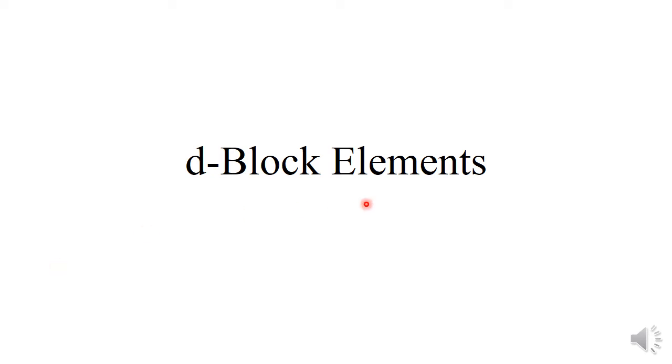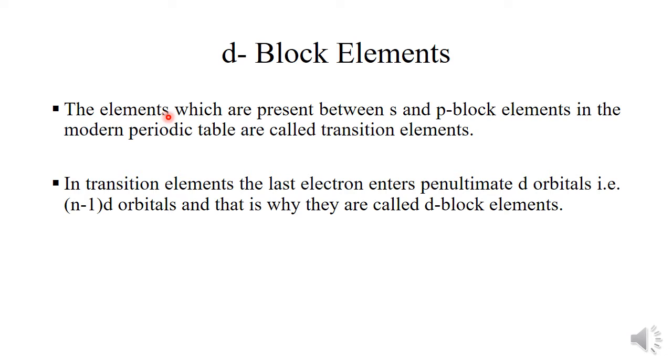Hello everyone. Today our topic of discussion is d block elements. The elements which are present between s and p block elements in the modern periodic table are called transition elements. And in the transition elements, the last electron enters the penultimate d orbital, that is the (n-1)d orbital, and that's why they are called the d block elements.